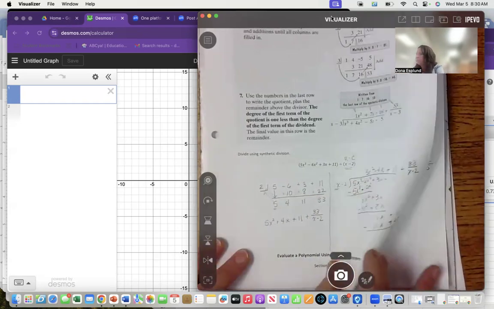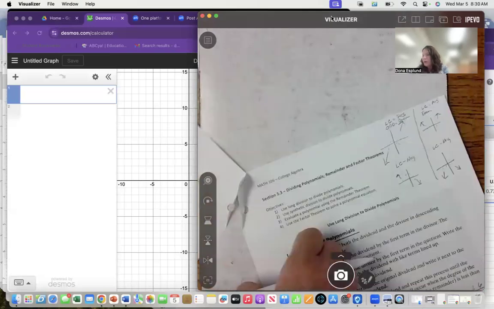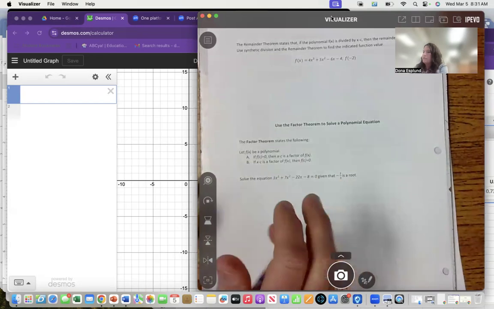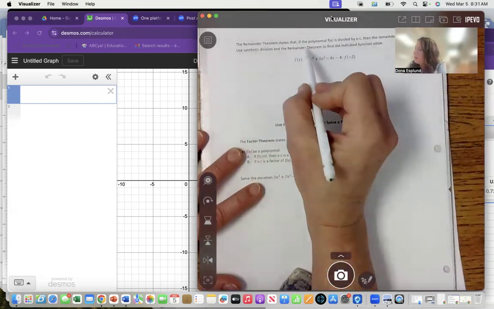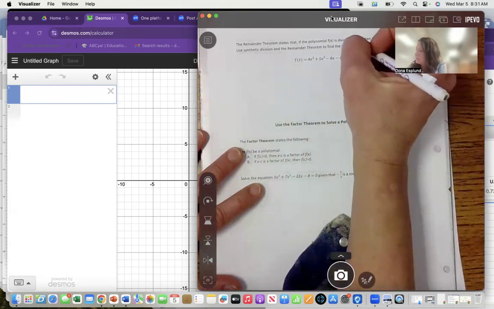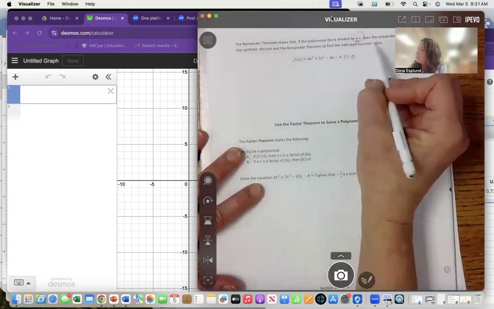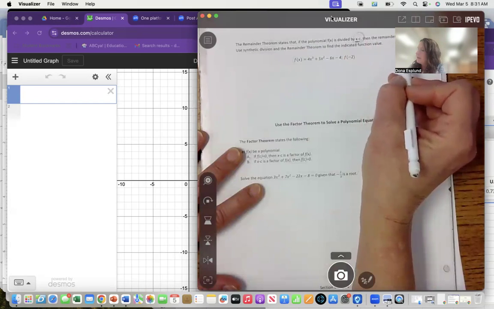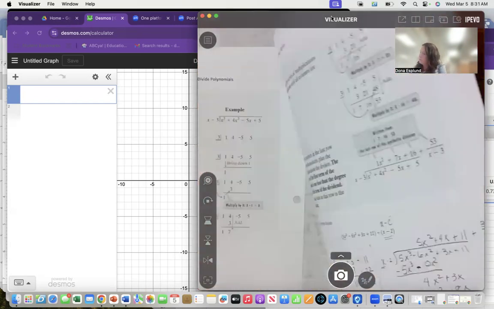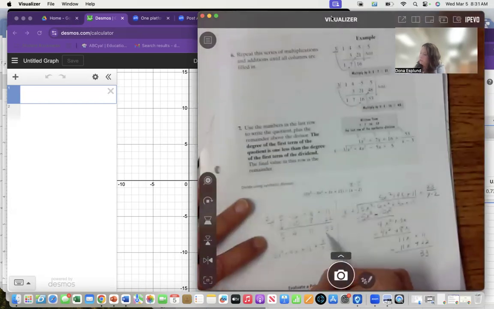Pretty cool, huh? Now, here's why I've got Desmos. The remainder theorem states that the polynomial that is divided by x minus c, and again, you have to have it in the same form, then the remainder of f is f of c. In other words, whatever I had here when I had this before, I had a remainder of 33.